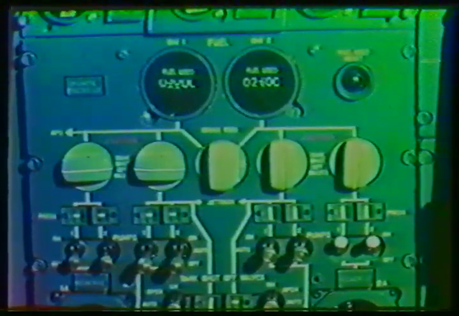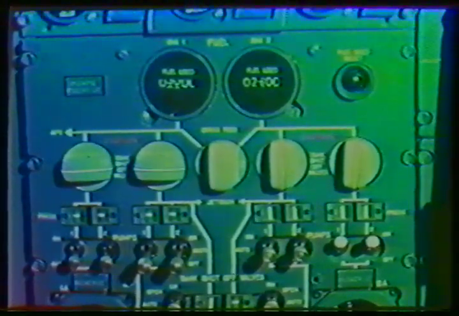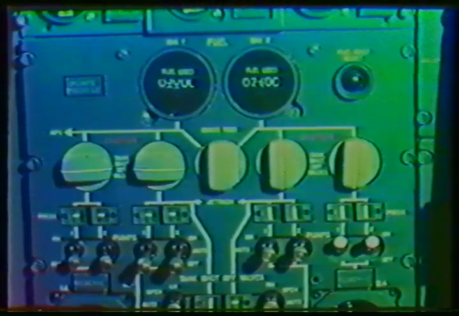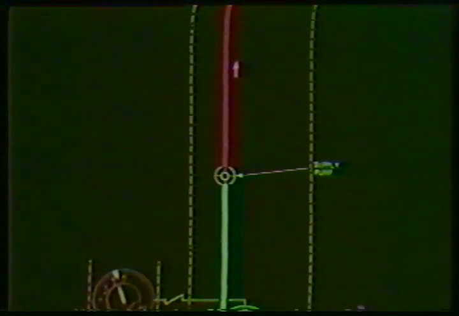The total fuel used per engine is shown on the second officer's panel. A fuel used reset push button, when depressed, resets the indicator to 0. Now, a few words about the engine oil system.